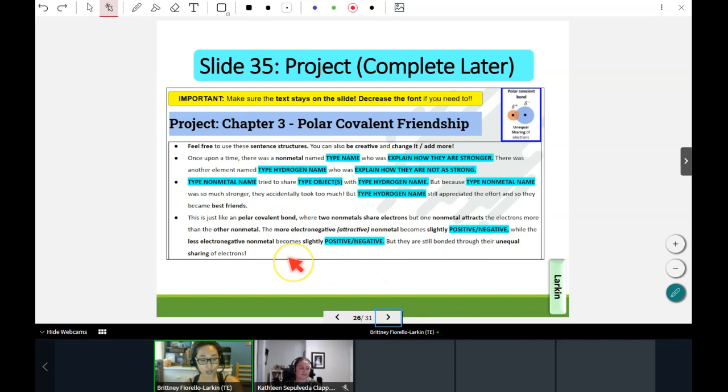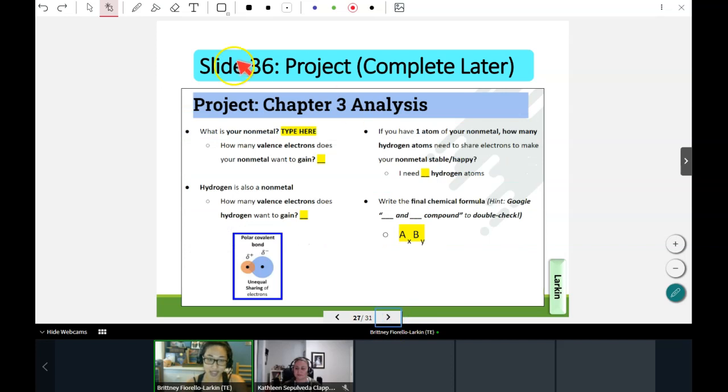Again, you have the sentence framework here, so make sure that you fill that in. If you want to, you can always delete that and rewrite your own story if you want to be more creative. We will have more videos for you for this on Wednesday, which is your next project work day. And then you'll analyze it. You'll talk about how many valence electrons each of your nonmetal and hydrogens want to gain. Therefore, how many hydrogens do you need and what would be the final chemical formula? Again, we already did this together with a group 17, 16, and 15 element.